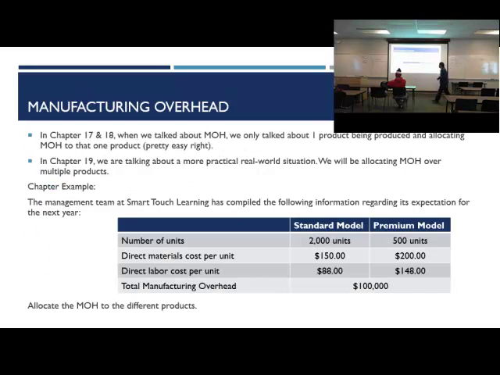Okay? All right, so in Chapter 19, we're talking about a more real, practical, real-world experience. We're going to allocate MO over multiple products, okay? Different product lines. A great example of this is if you take a look at Toyota's factory. Toyota no longer makes, on a day, just one type of car. They don't just make Toyota Prius on the line, let's say in their Michigan plant.